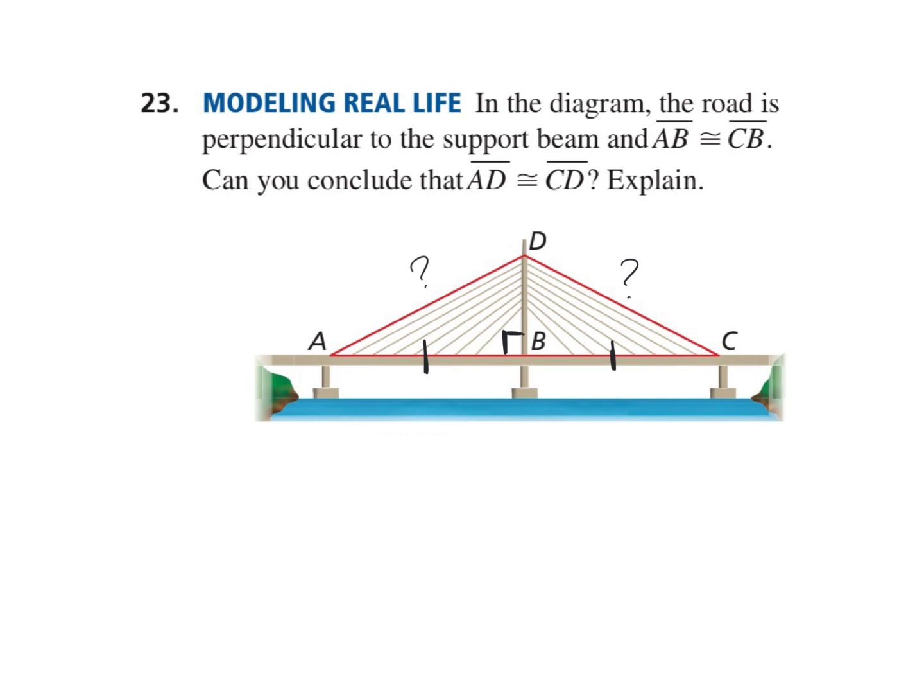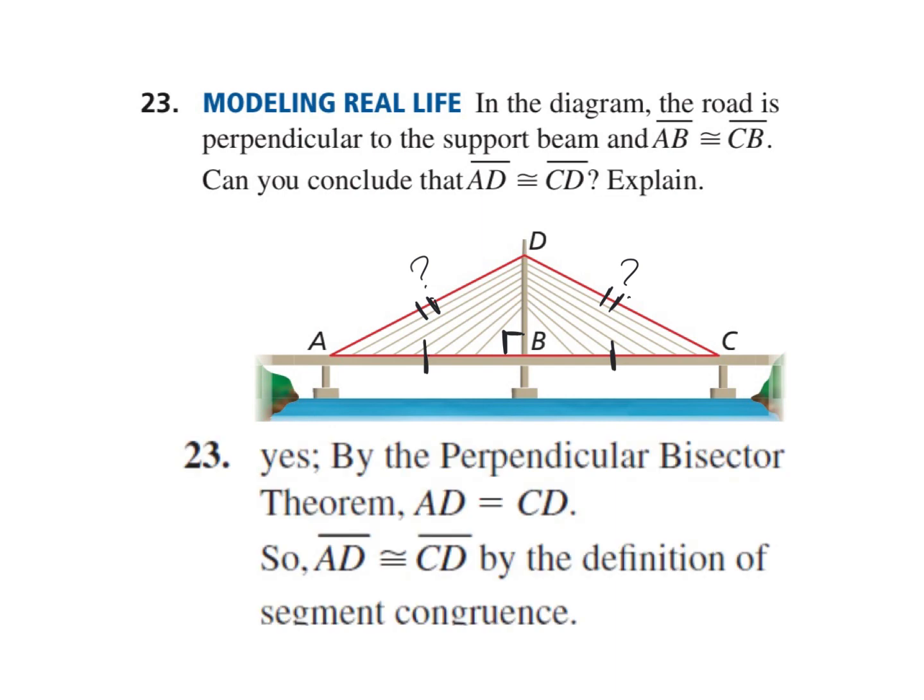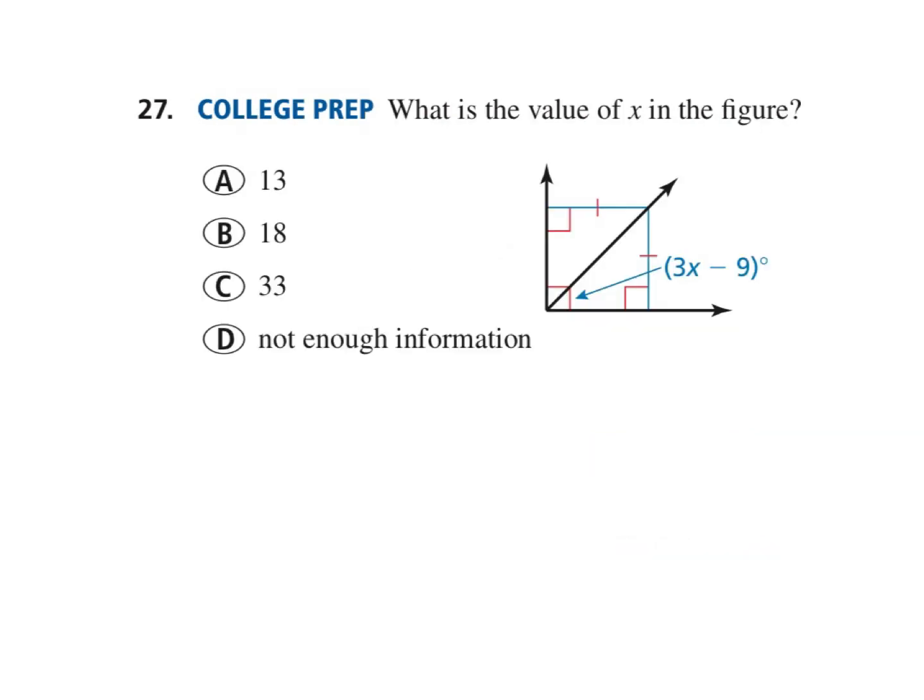The converse to the perpendicular bisector theorem is that if you have a perpendicular bisector, so we have the perpendicular, which is 90 degrees, and we have a bisector because it shows that these two are congruent. Any point that is on that perpendicular bisector is equidistant to the endpoints. So yes, we can say that those two are congruent. And there is your perpendicular bisector theorem.